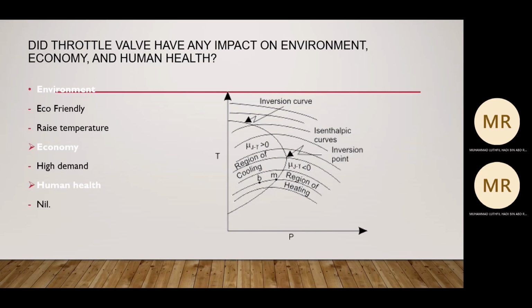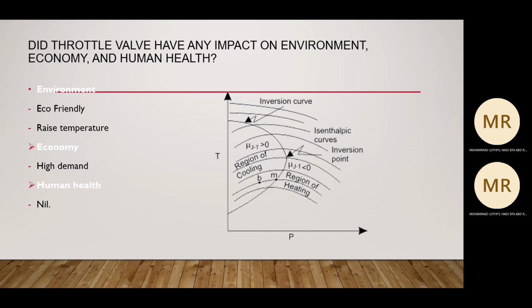Next is for the economy. I think there is quite a high demand for the economy because the throttle valve is quite eco-friendly and it is quite cheap in the market. So it is very high demand from the customer.